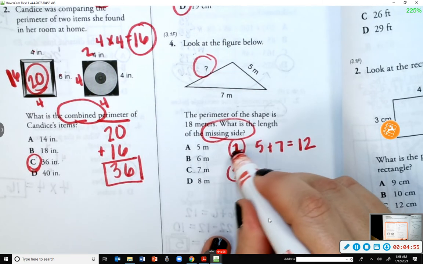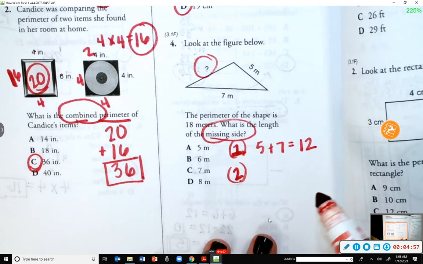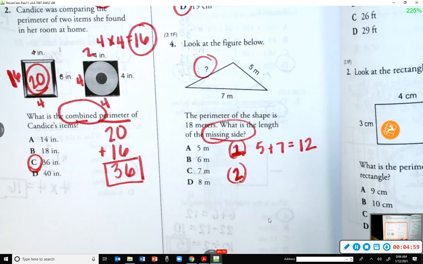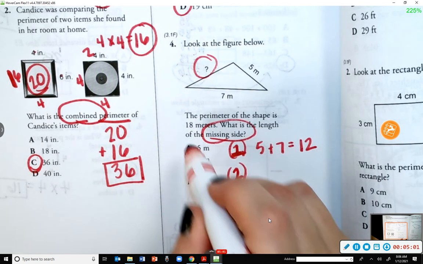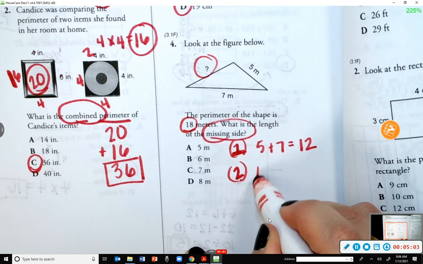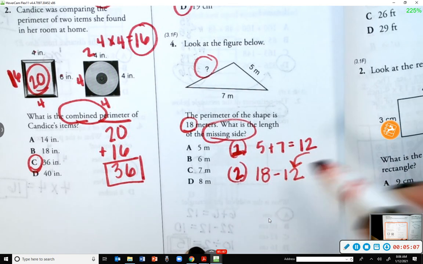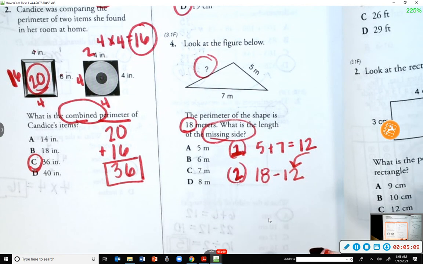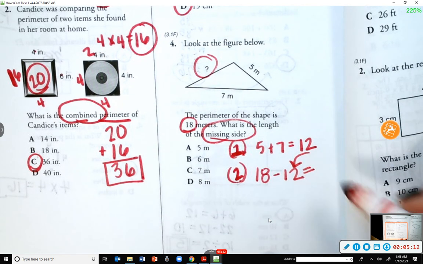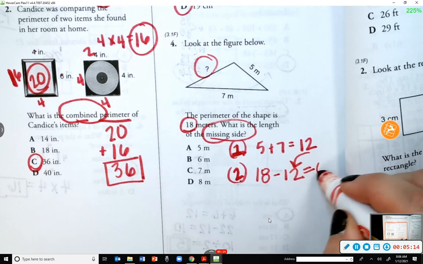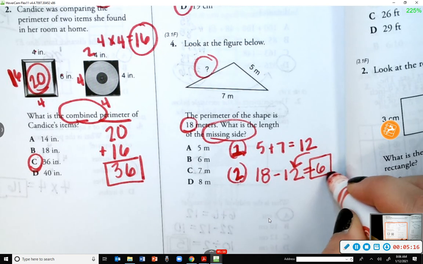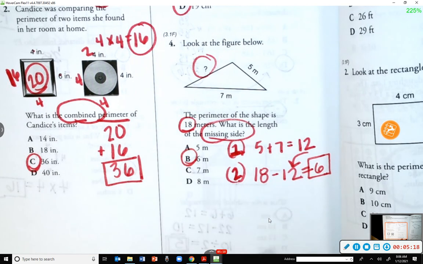Aaliyah? Subtract what? Be more specific. Good. We're going to take the perimeter, which was 18, and subtract the sides we know, which was 12. 18 minus 12 is 6. Good. Okay, so B was the correct answer.